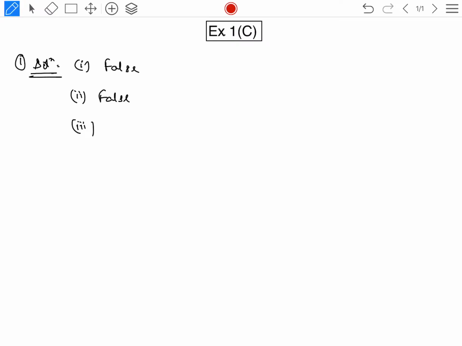Then third one, it is given the reciprocal of minus 5 is 1 by 5. It is also false, because the reciprocal of minus 5 will be minus 1 by 5, because minus 5 means minus 5 by 1. Reciprocal means opposite. Understood? But the denominator is never negative, so we write the numerator as negative. So this is also false.